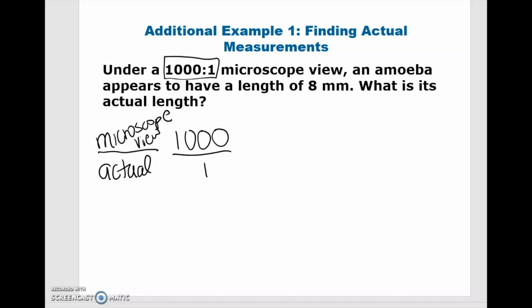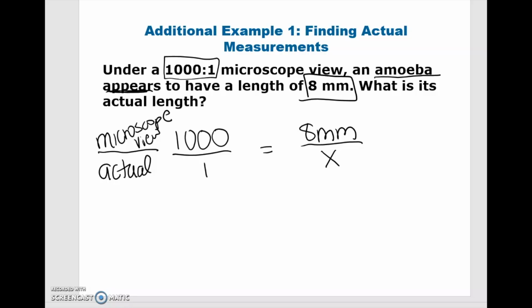So we're looking at something really small like an amoeba, and in the microscope it appears, so "appears" tells me that's what I'm seeing when I look in the microscope, it appears to be 8 millimeters. Because this is what I'm seeing in the microscope, that would go in the numerator. This is what I see when I look in the microscope, and I want to find the actual length. So I'd be solving for x.